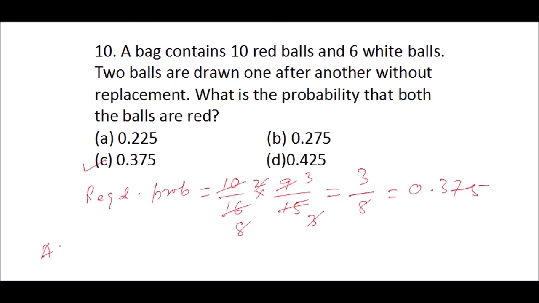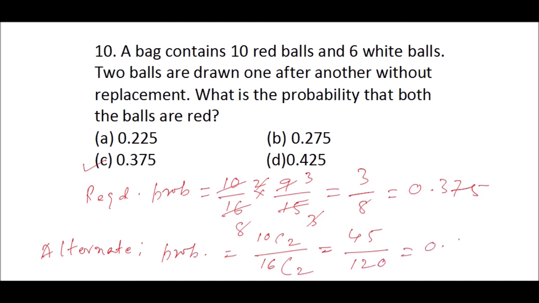Alternately, you can do it the other way. The probability is equal to the two red balls can be drawn in 10C2 ways, from 16C2 total ways. If you simplify, that is 45 over 120, and gives 0.375. Therefore, both the answers are correct, but you can do it in whichever way you like.